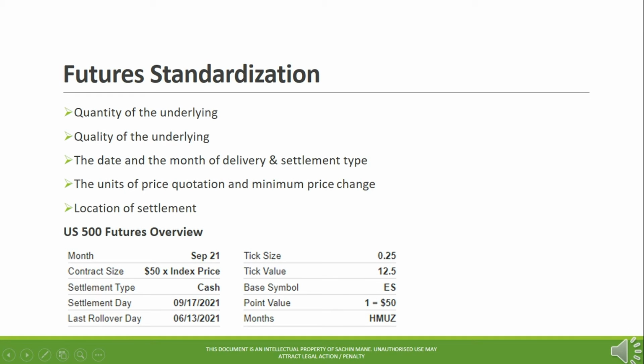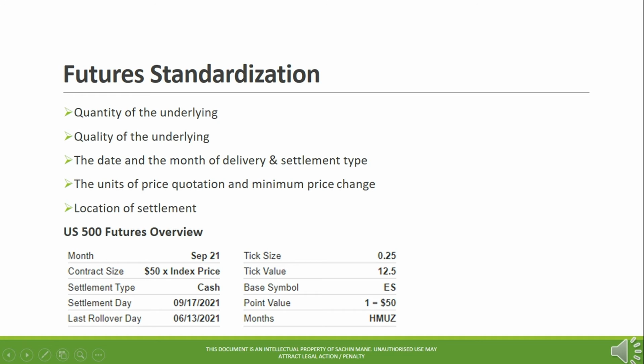Futures standardization. Below are a few features of the futures contract which are standardized. Quantity of the underlying. Quality of the underlying. The date and the month of delivery and settlement type. The units of price quotation and minimum price change. Location of settlement. The below example shows details of S&P 500 index futures contracts.